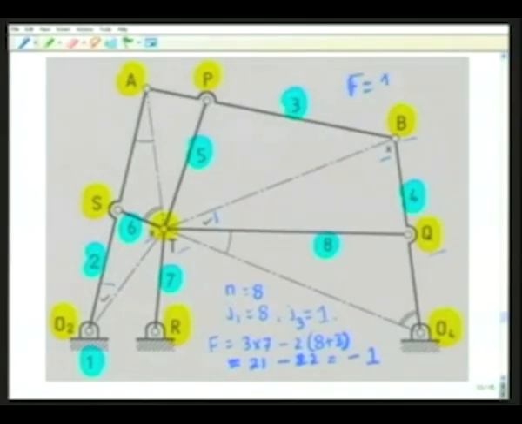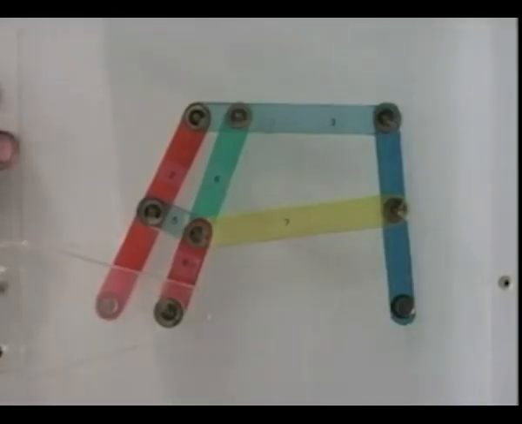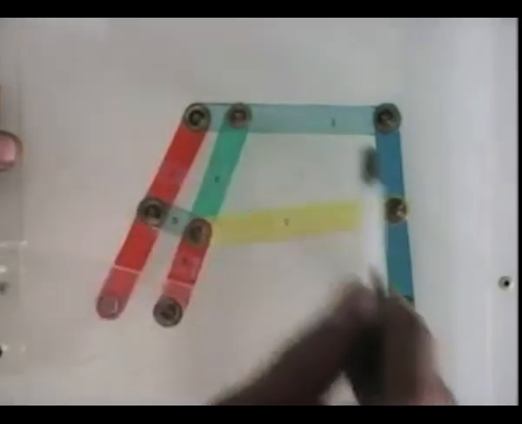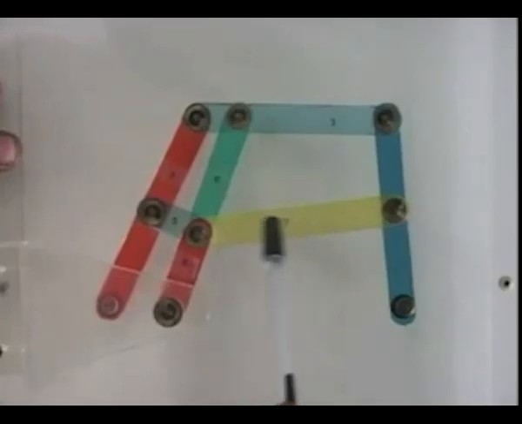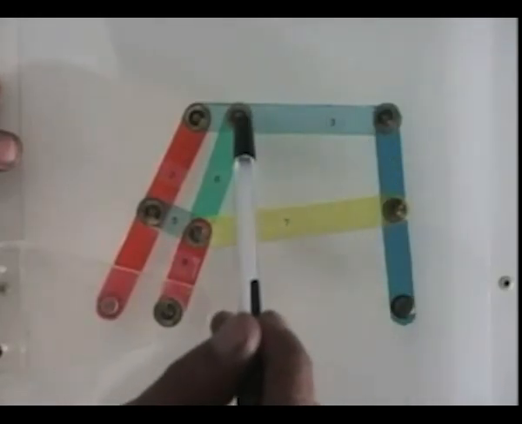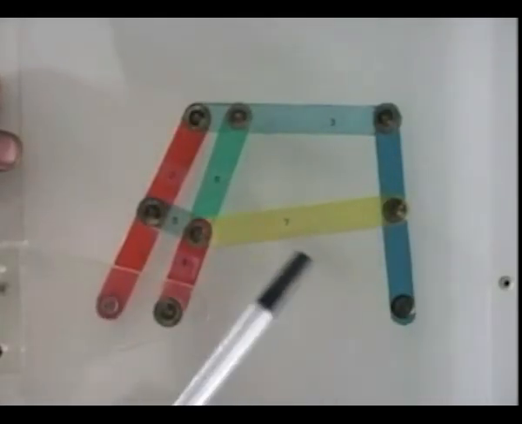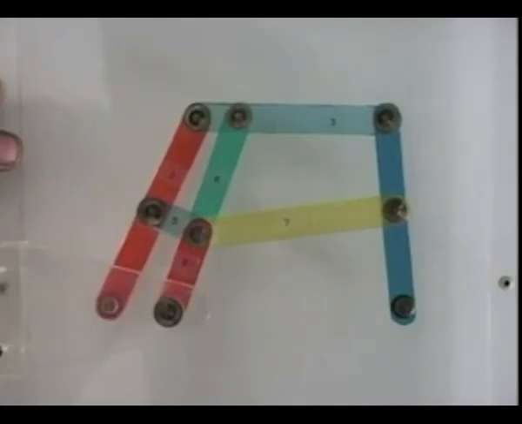F will be 1. That means it will be a constant mechanism with a single degree of freedom. Let us now consider the model of this Kempe-Burmester focal mechanism which we have just discussed. As we see, including this fixed link, we have 8 links: 2, 3, 4, 5, 6, 7, 8. And this is a hinge where 4 links are connected and all other hinges are simple hinges. Accordingly, the formula said the degree of freedom should be minus 1.